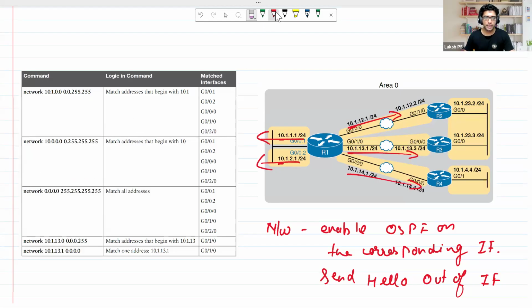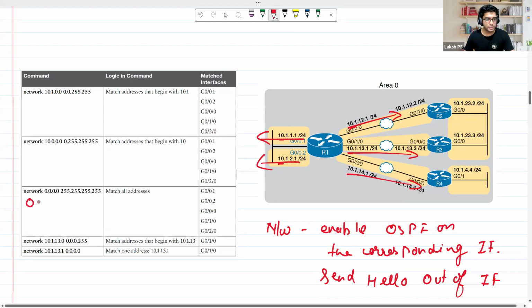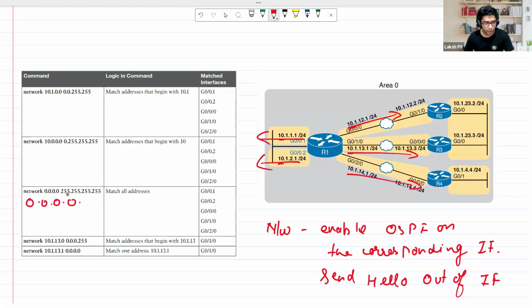Now the next is 0.0.0.0 with wildcard mask 0.0.0.0. This is a very confusing command. Instead of 255, just think of it as 0.0.0.0. Now, what is happening? OSPF, as I said, wherever there is 0, will copy down all the octets. But we know that 0.0.0.0 is not an IP address at all.